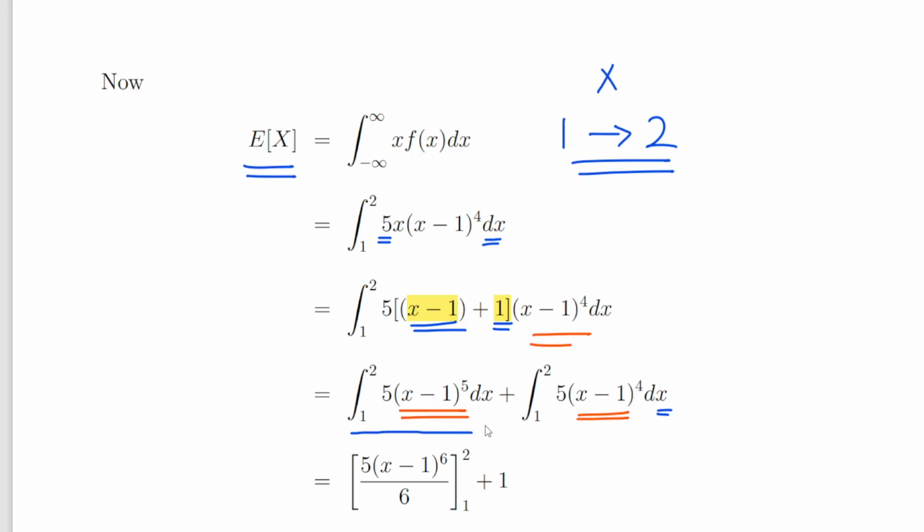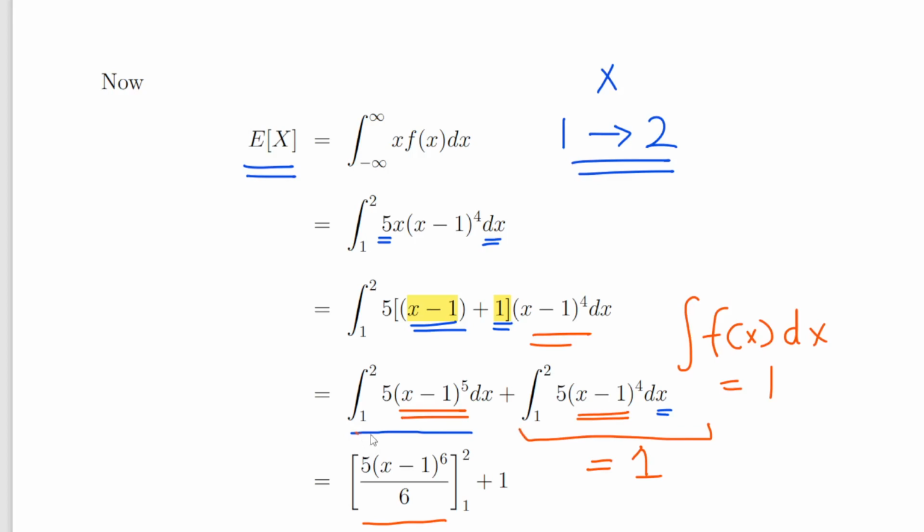So what we have is the integral from 1 to 2 of 5 times (x minus 1) to the power of 5 dx, which we know to be that, and the integral from 1 to 2 of 5 times (x minus 1) to the power of 4 dx. Now actually we've already evaluated that. We know that to be 1, because essentially that is the integral of f of x dx, and by definition that's 1. So we don't really have to do anything there.